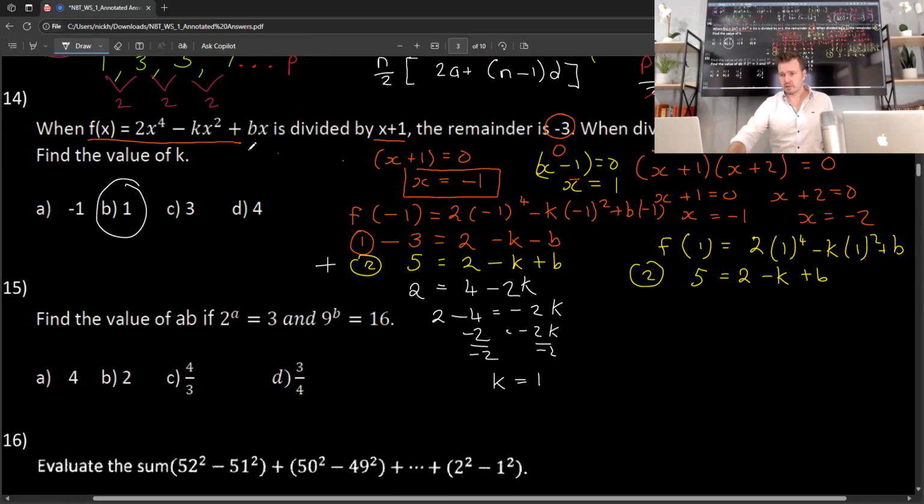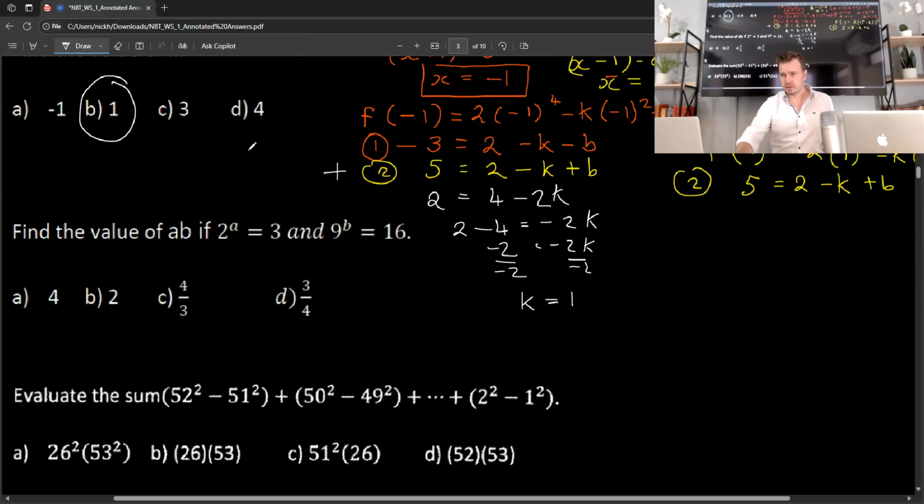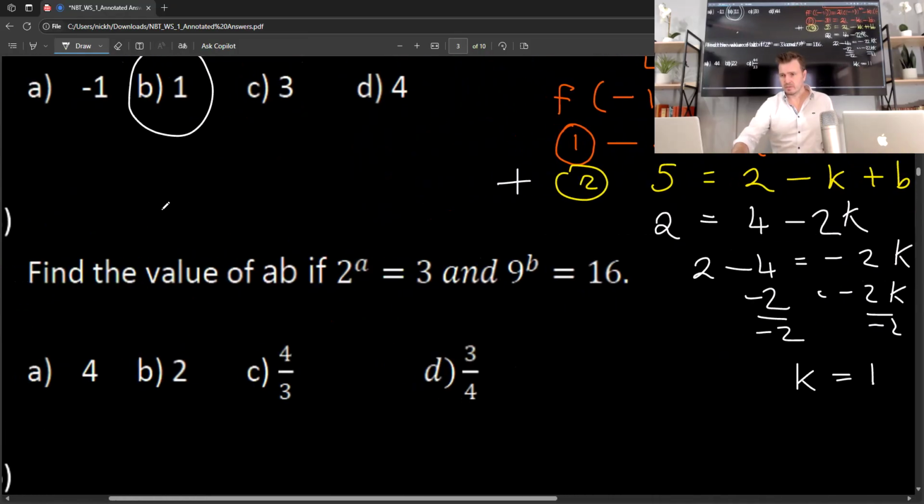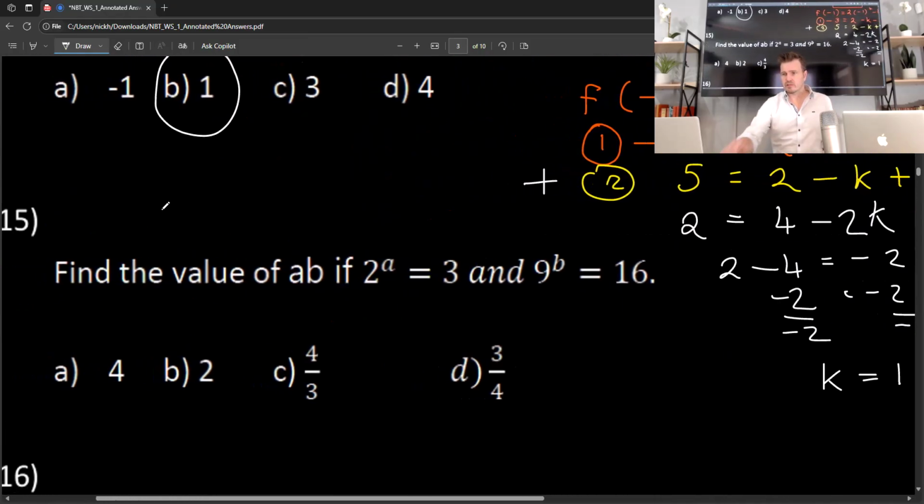Here we go. I'm just going to scroll this up. I'm going to zoom this in for people who are watching on your mobile. Okay, and try and figure out: find the value of AB if 2 to the power of A equals 3 and 9 to the power of B equals 16.